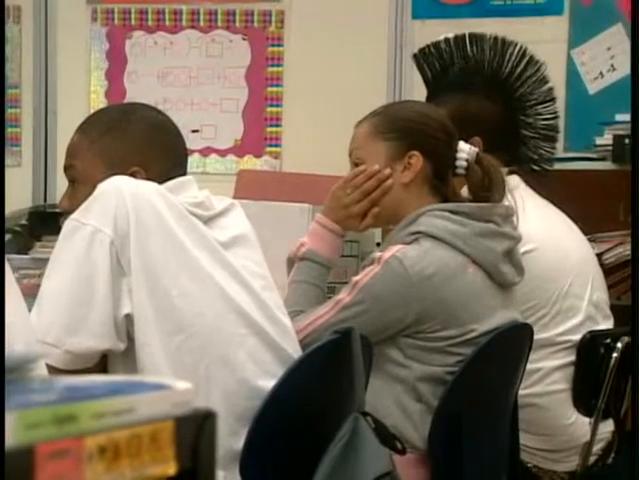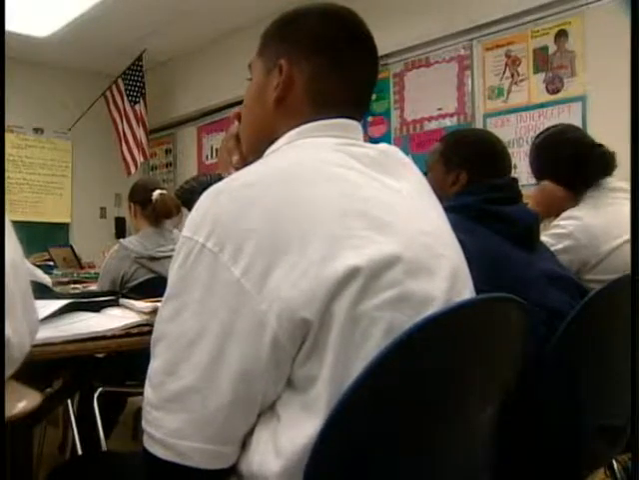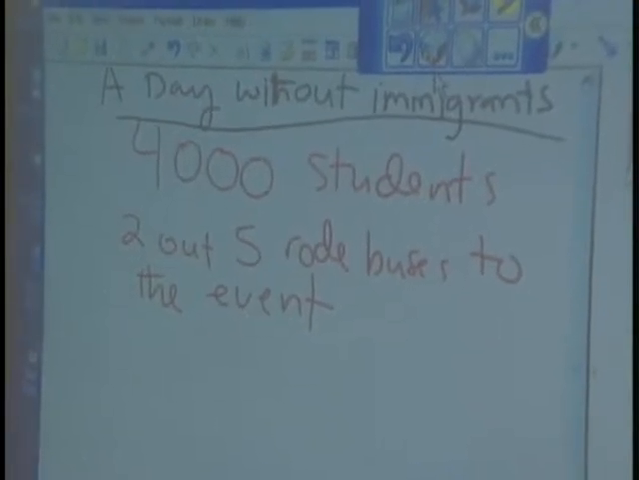I have a problem I made up this morning, and I'm going to write it here on the board. We're going to use this problem to model the process of moving from a ratio to a fraction, fraction to ratio to percent. The problem says that during the protest on May 1st, a day without immigrants, 4,000 students were estimated to have attended the boycott. 2 out of 5 students rode buses to the protest. Now the question is, how many students rode buses to the protest?